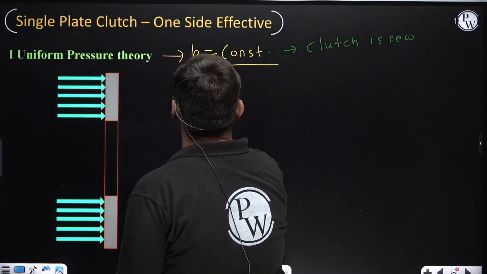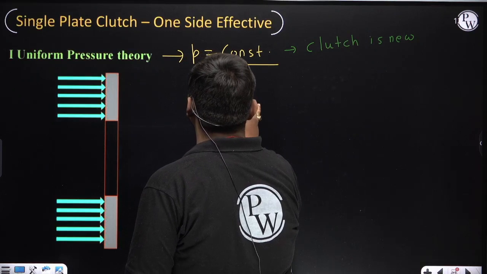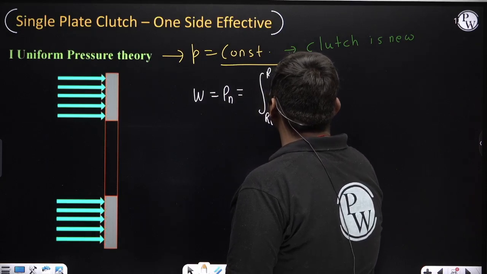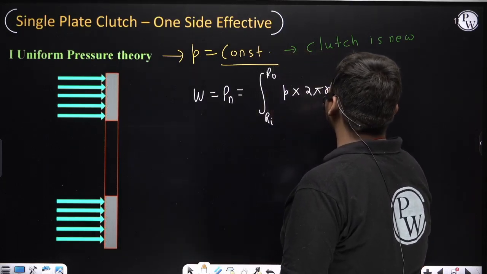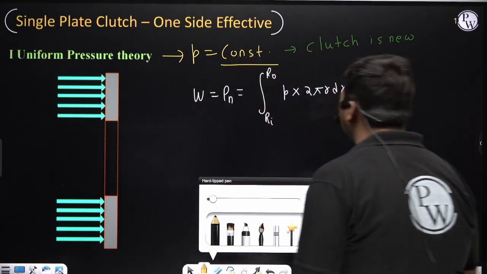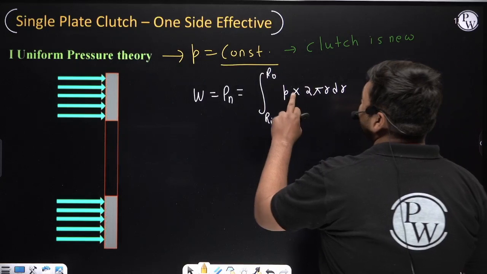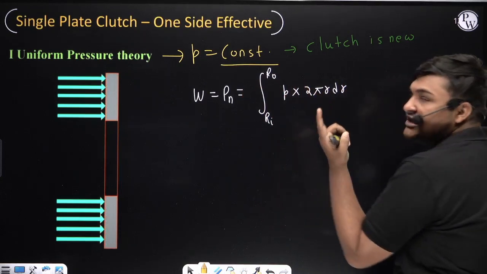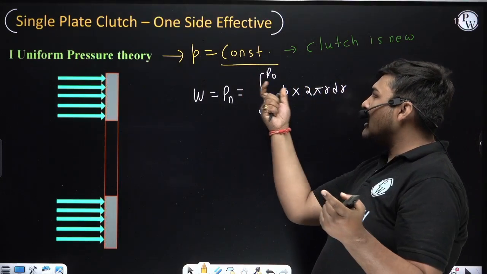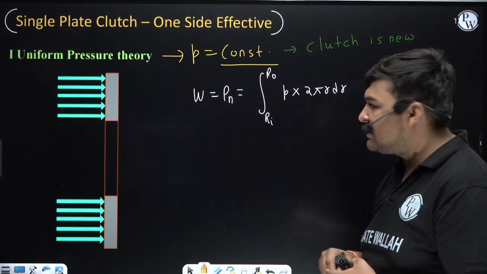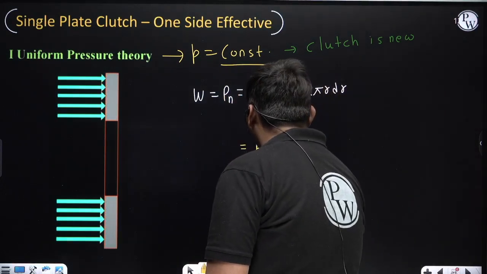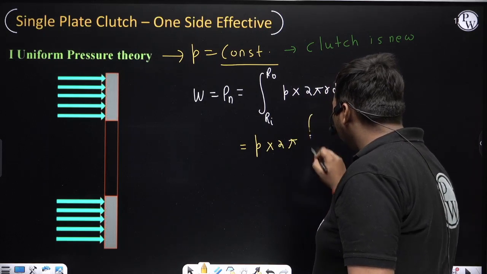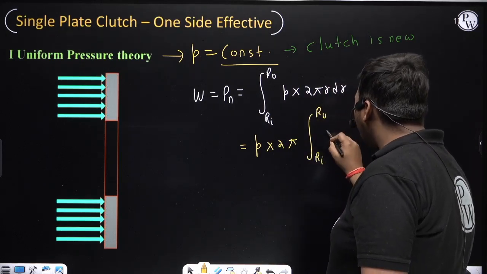Now, what will be the expression of W? W, or total pressure force Pn, is the same in a plate clutch. The formula to calculate this is integration from Ri to R naught of pressure into strip area, which is 2 pi r dr. Since in this theory we are assuming that pressure is constant, we can take pressure outside of this integration, because any constant term we can bring outside of the integration. 2 pi is also constant. So inside the integration, there will be integral from Ri to R naught of r dr.